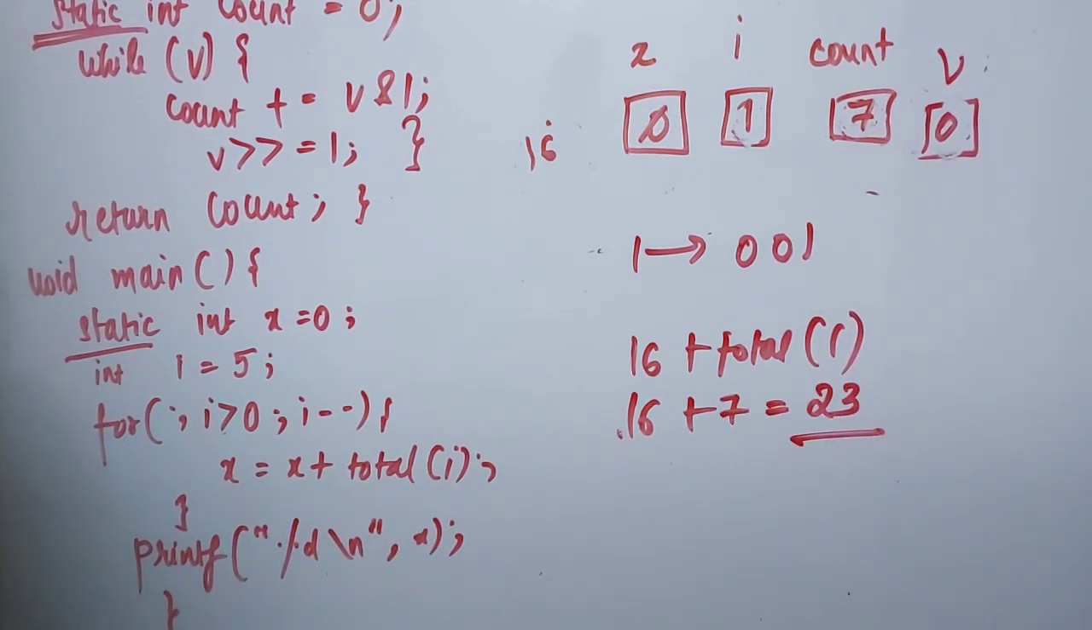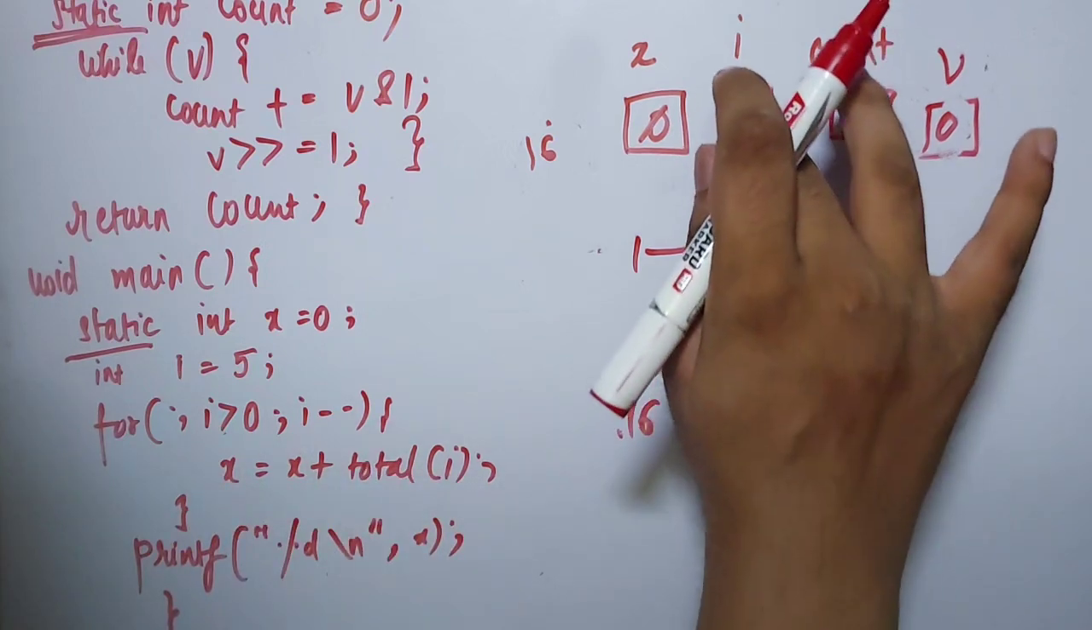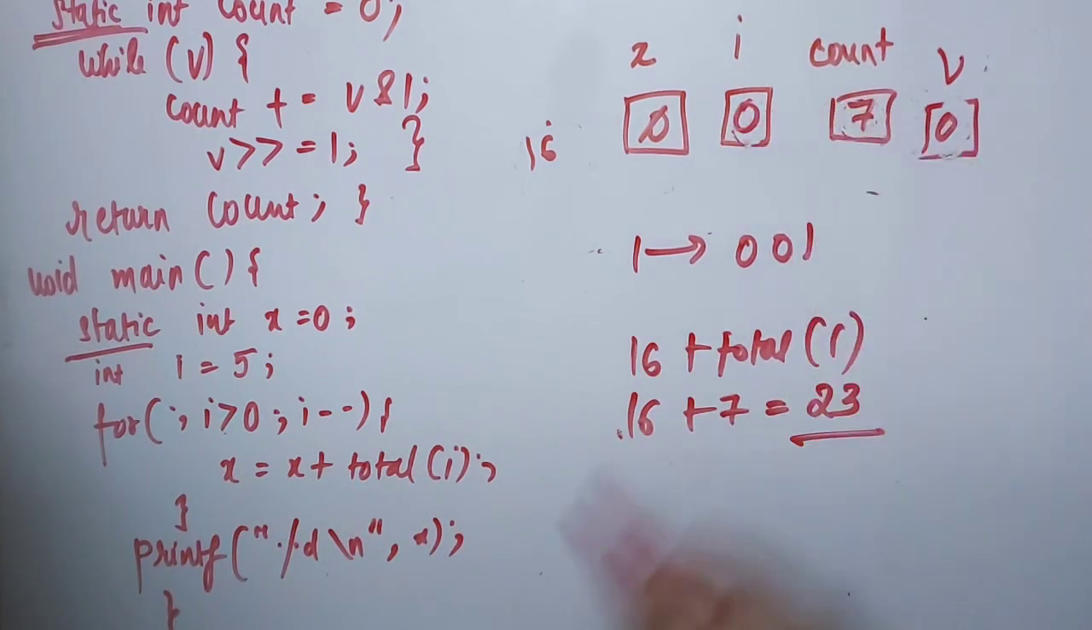Okay, so now if you will decrement the value of I, it gets decremented to 0. 0 is greater than 0, the condition is false, it will come out of the for loop, and at last it will print the value of x. So the value of x is 23.